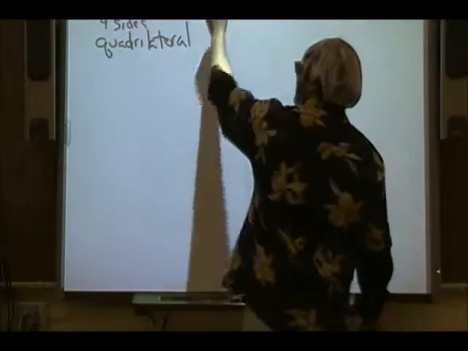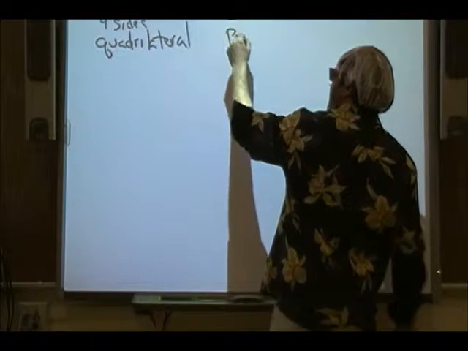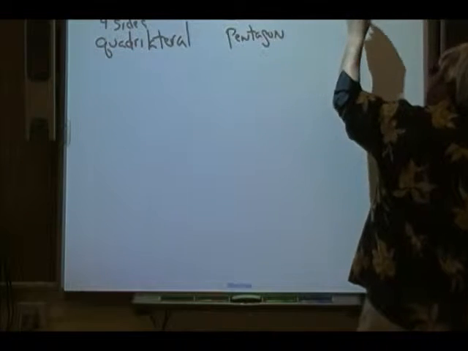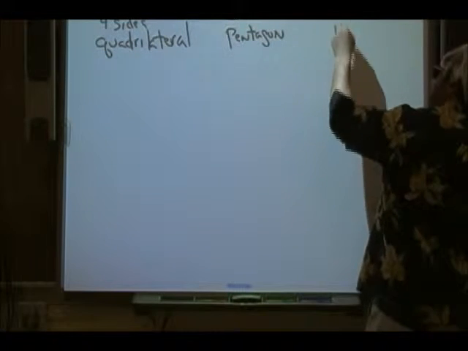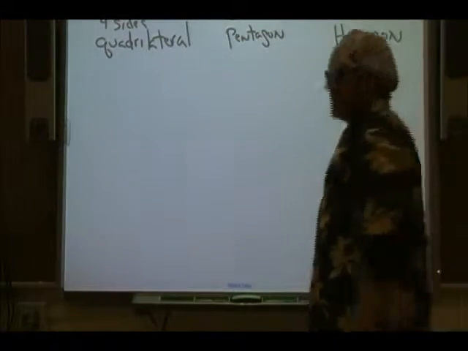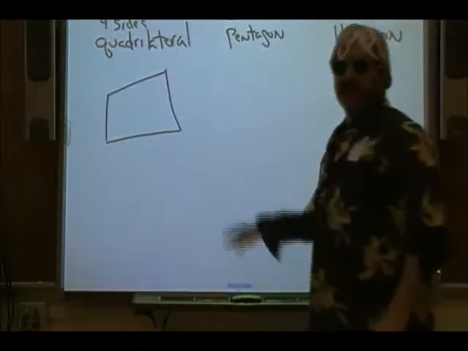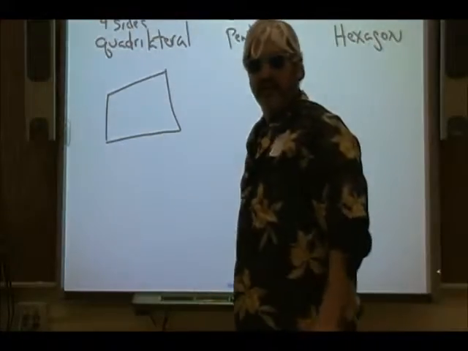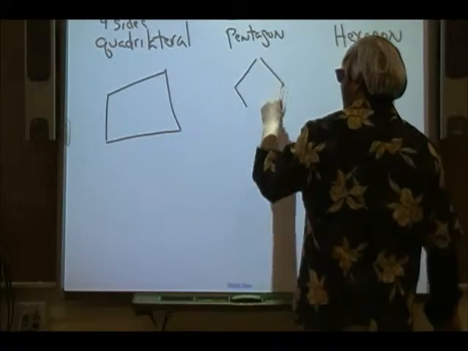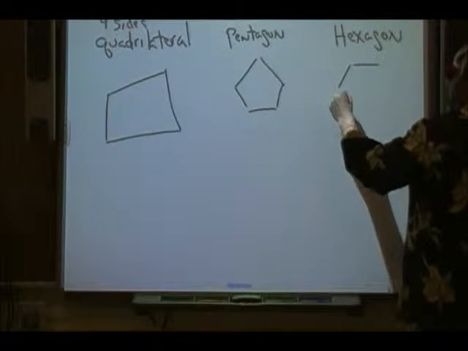It's a nice name. Five sides is a pentagon. We'll do six sides is a hexagon. So let's draw these. If I draw a quadrilateral, just four sides, any four sides, as long as they connect, made a straight line. Pentagon, five sides, and a hexagon is six sides.